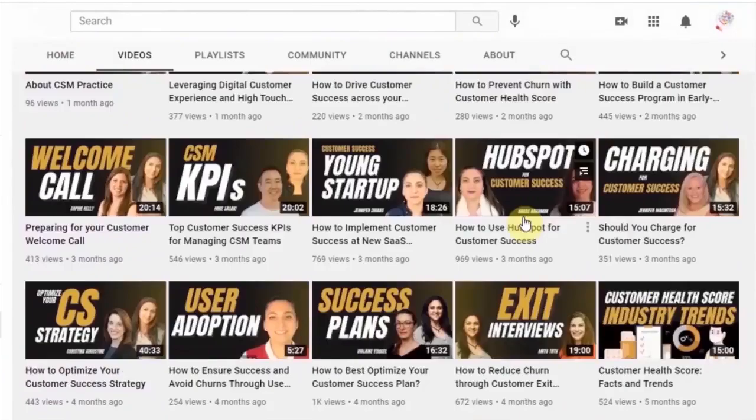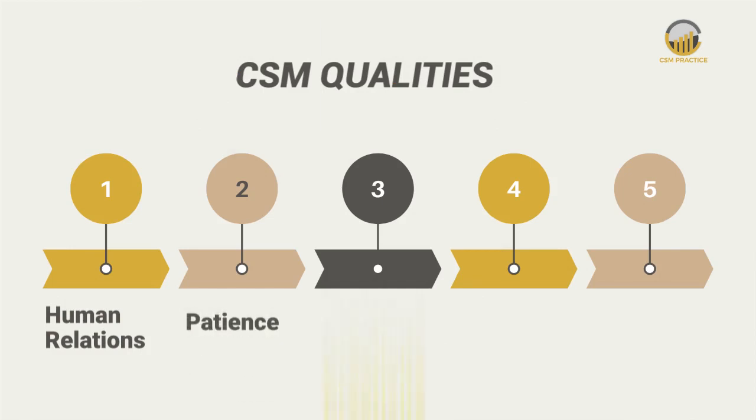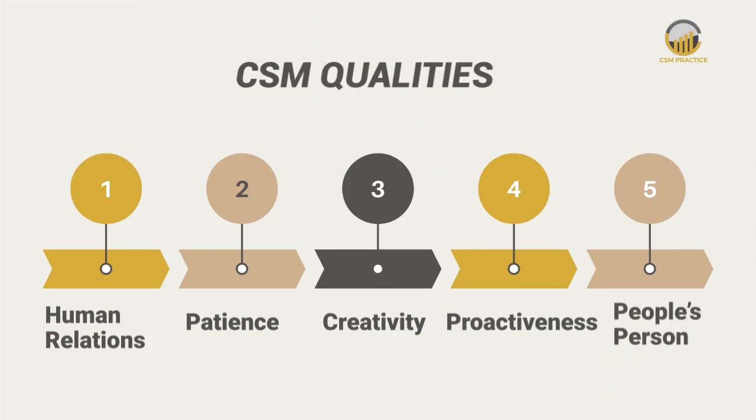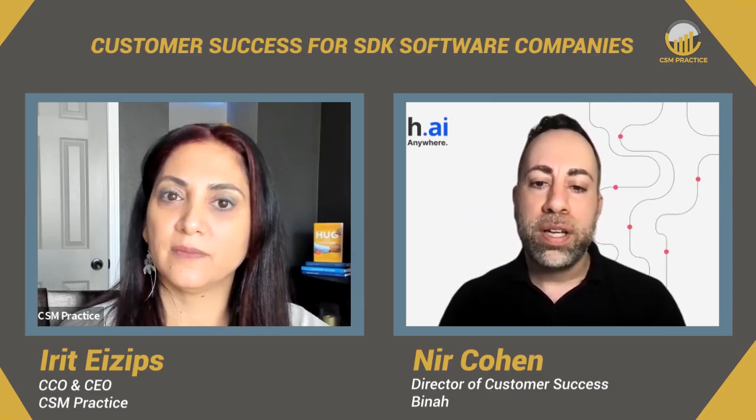So I would tell you, I think you need to be a human relation. You need to be with patience, creativity, proactiveness, and a person of people. And maybe a little bit technologies, but I think these are the top 5 things I'm looking for in my team when I'm looking for a customer success manager.